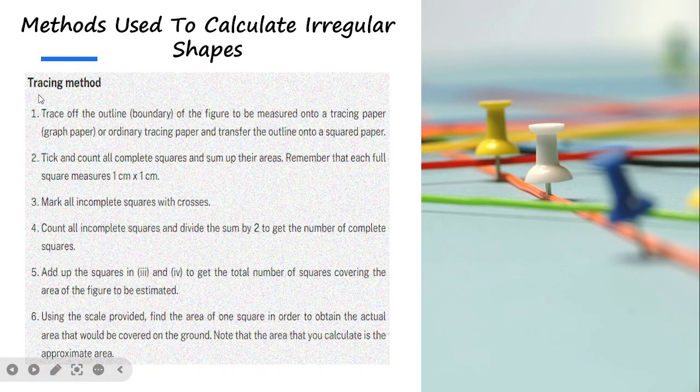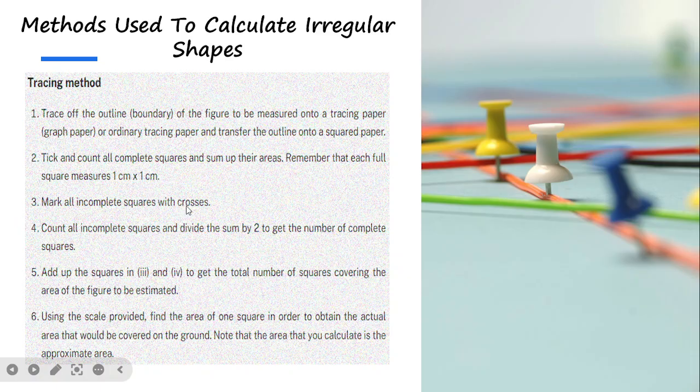Now let's move on to the other method, that is the tracing method. Here are the procedures on how you can carry out this tracing method. The first one, trace the outline, that is the boundary of the figure to be measured, onto tracing paper, or simply graph paper, and transfer the outline onto squared paper. Tick and count all complete squares and sum up their areas. Remember that each full square measures 1 centimeter times 1 centimeter.